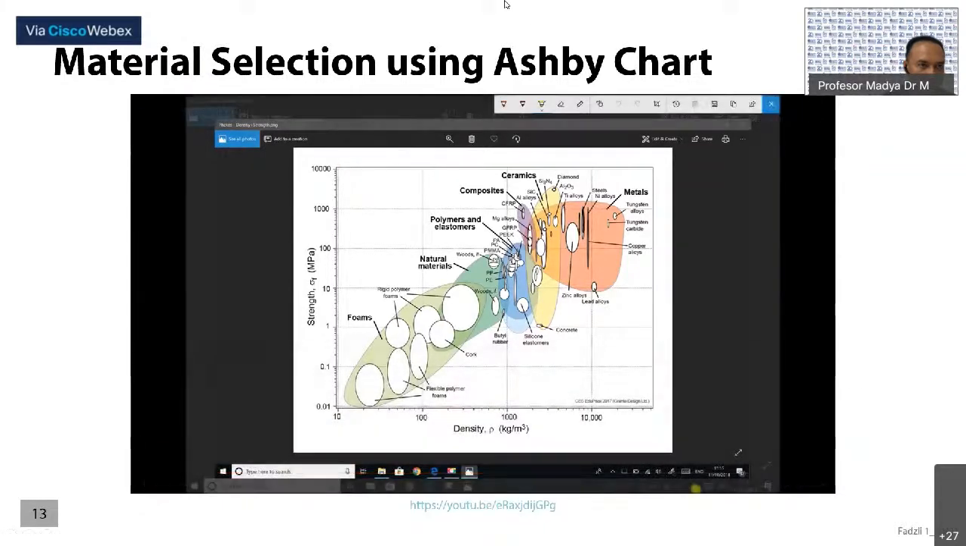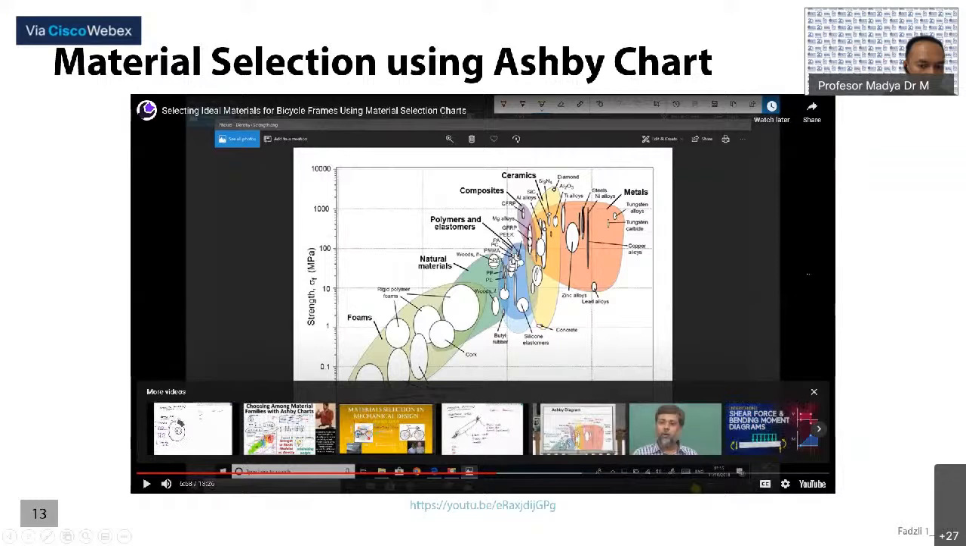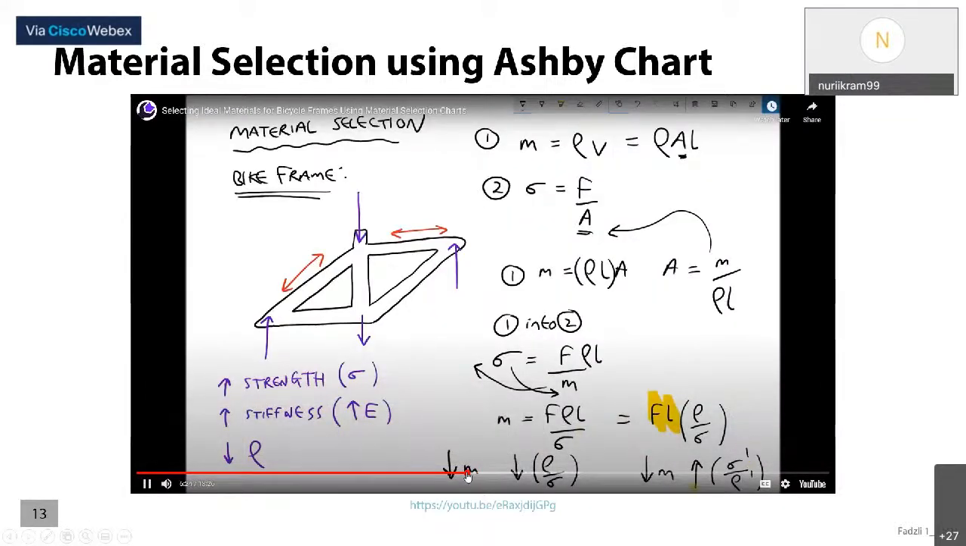Here we have a graph of strength against density.